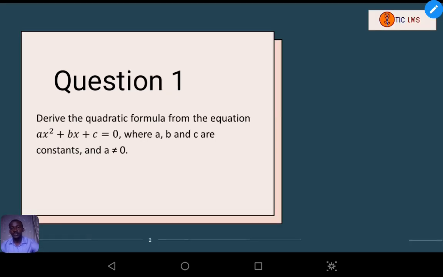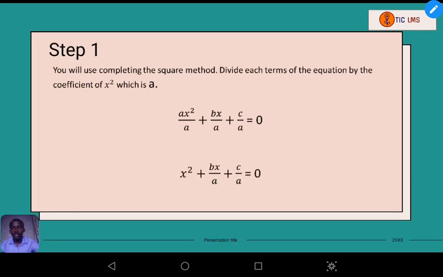All right, so it says derive the quadratic formula from the equation ax squared plus bx plus c equals 0, where a, b, and c are constants and a is not equal to 0. Now, I want you to see that the equation on the screen is a quadratic equation. So we want to transform that quadratic equation into the quadratic formula. All right, so step one, it says you will use the completing the square method.